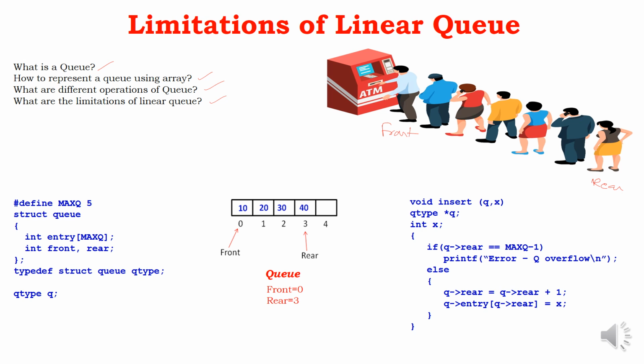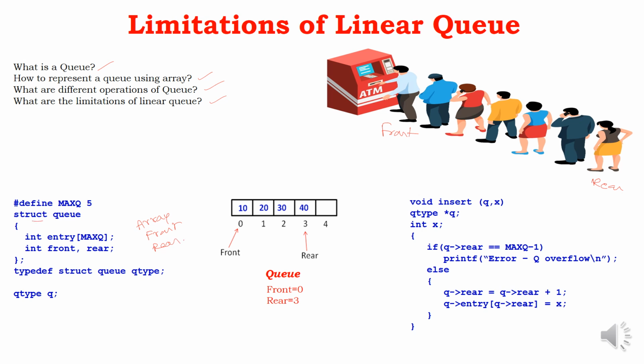Then in terms of computer science, queue is an ordered collection of data items into which elements are inserted from the rear end and elements are deleted from the front end. A queue can be represented as a structure. It is a data structure. It can be represented as a structure which contains three members, that is, an array, and the position of front and position of rear.